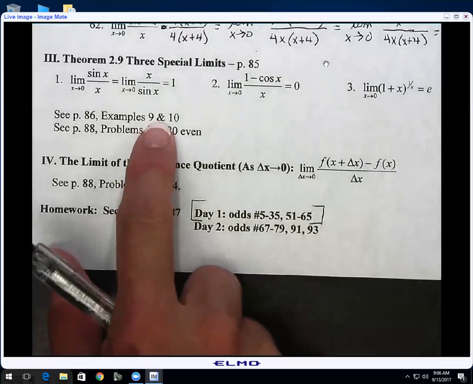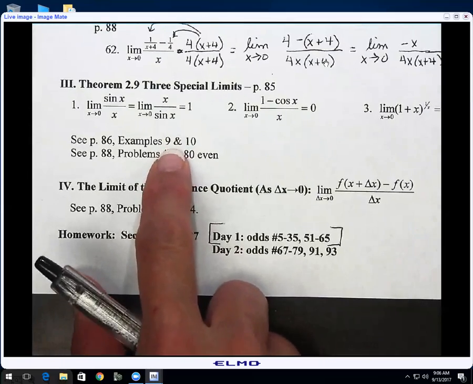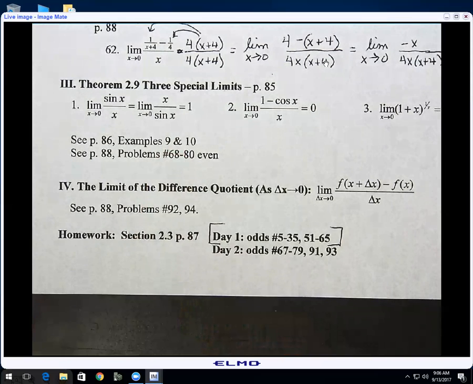You have 2 examples in the book. Example 9 and 10, you may need to refer to those as well, but the ones that I want to work are on page 88, starting at number 68.